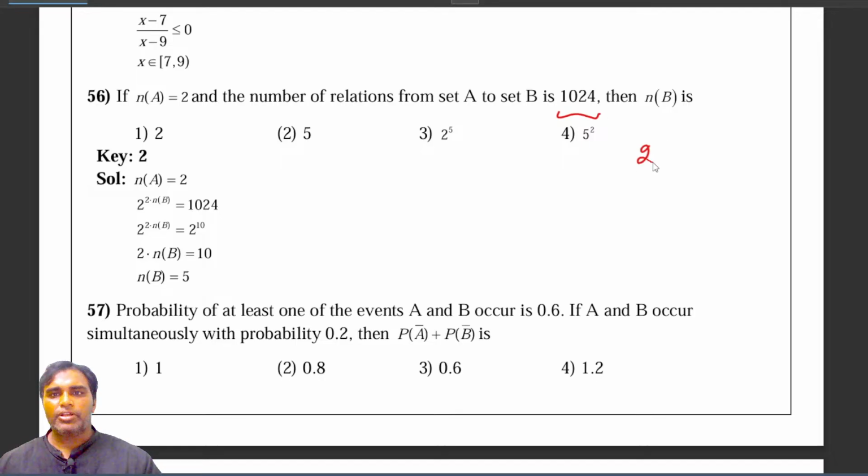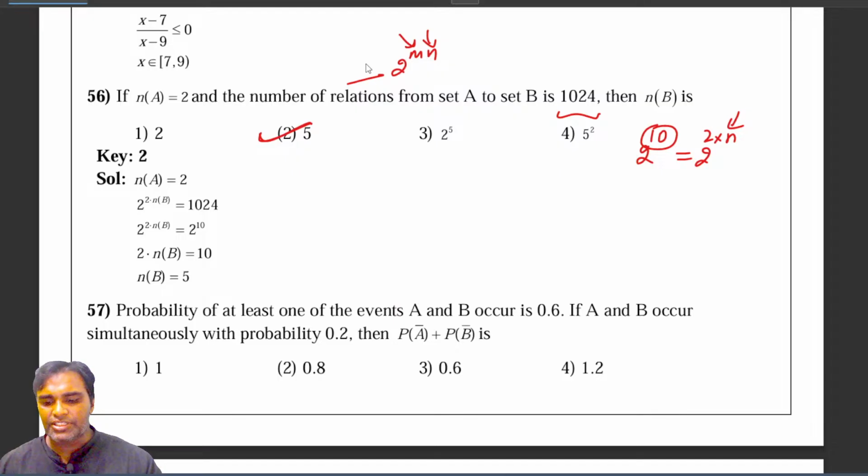Now 2 power, total relations are there. 1024 means 2 power 10. So 2 power mn, m is 2 and n should be how much? So it will become 10, so n should be 5. That is option second. Number of relations formula is how much? 2 power mn, where m is the number of elements in set A, n is the number of elements in set B. So 56, answer is how much? 2. 57.